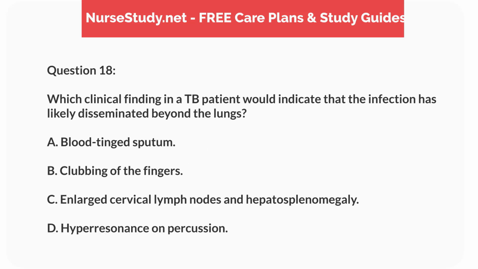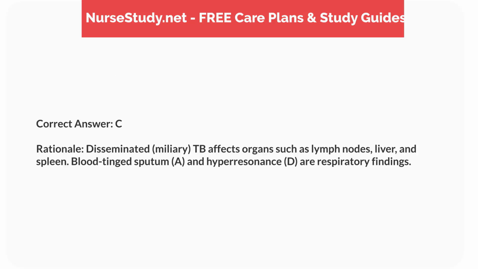Question 18. Which clinical finding in a TB patient would indicate that the infection has likely disseminated beyond the lungs? A. Blood-tinged sputum. B. Clubbing of the fingers. C. Enlarged cervical lymph nodes and hepatosplenomegaly. D. Hyperresonance on percussion. Correct answer, C. Rationale: disseminated, miliary, TB affects organs such as lymph nodes, liver, and spleen. Blood-tinged sputum, A, and hyperresonance, D, are respiratory findings.